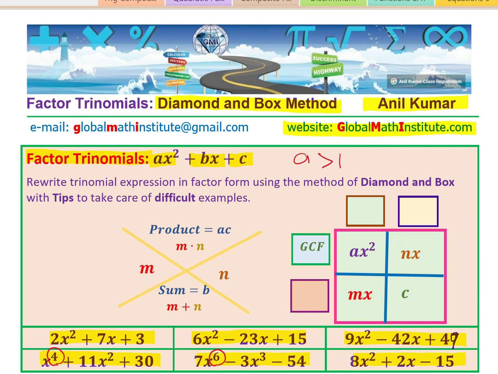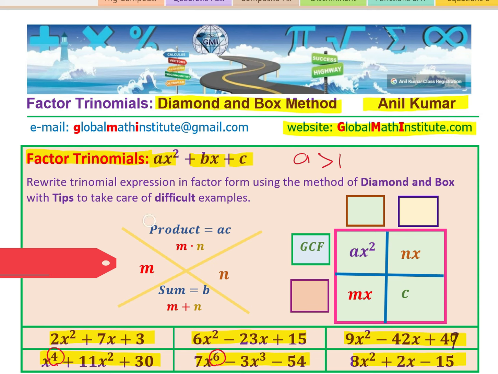When we are factoring a trinomial, we are basically rewriting the trinomial expression in factored form, using the method of diamond and box in this particular case. We'll also discuss some tips and how to overcome some difficulties while solving the problems. Now let's look into the diamond type of structure, which I've changed, making a cross here.